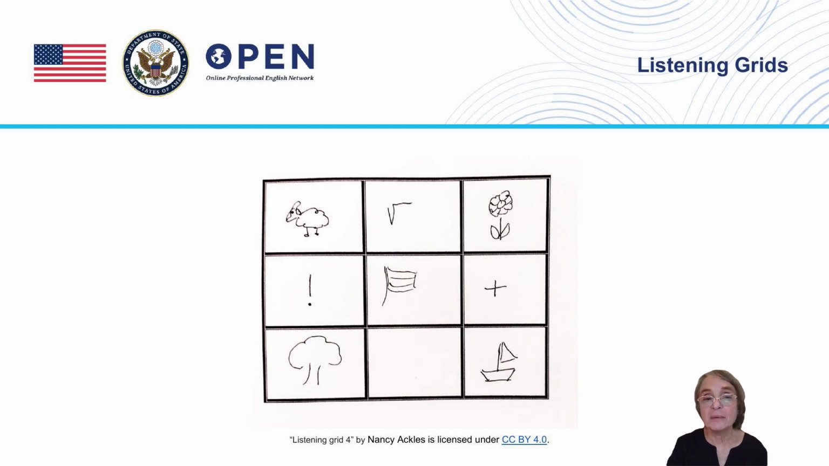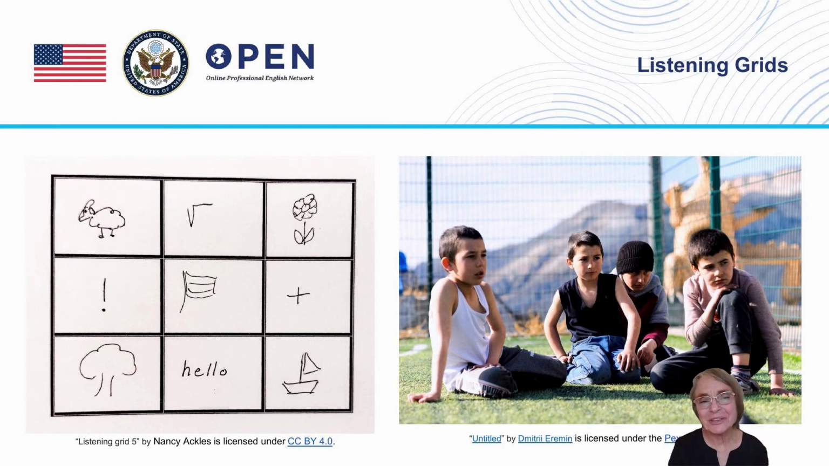In the right column, bottom row, draw a ship. In the left column, top row, draw a sheep. And to complete the grid, in the middle column, bottom row, write the word hello.